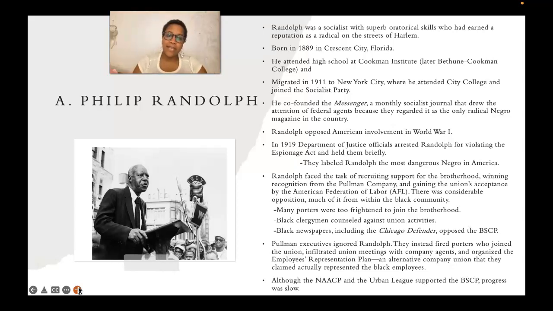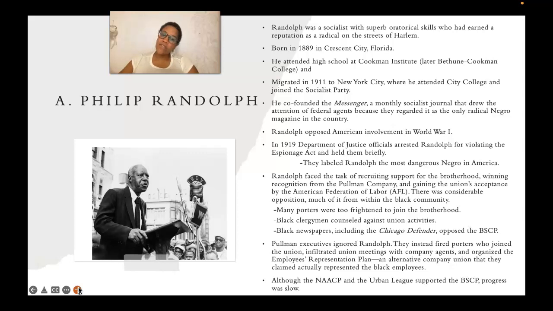So we see porters being too afraid to join the Brotherhood for fear of backlash or retaliation. We see black clergymen counseling against union activities. There's also black newspapers, including the Chicago Defender, opposing the BSCP. The Pullman executives largely ignored Randolph at this time, and they instead began to fire porters who joined the union, right? They were infiltrating union meetings with company agents. The company also organized the Employees Representation Plan, which was an alternative company union, which they claimed would actually represent black employees. However, especially at this time, a company union never works in the best interest of the workers, right? But often works in the interest of the company, which it did.